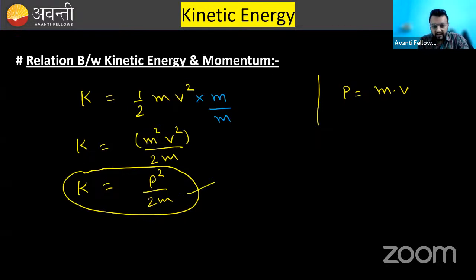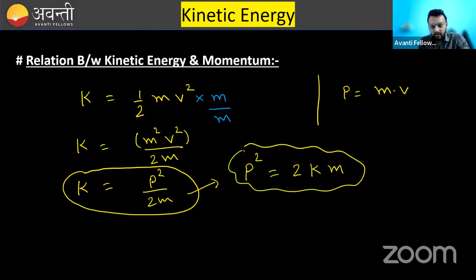Or you can again write it as P square is equal to 2mK. How do I remember this term? Can you resemble it? It sounds like 2 kilometer. P square is equal to what? 2 kilometer. Not that 2 kilometer. It's 2 K m, where K is kinetic energy and m is the mass of the particle. But you can remember P square is equal to 2Km, 2 kilometer. So it's an easy way to remember that.